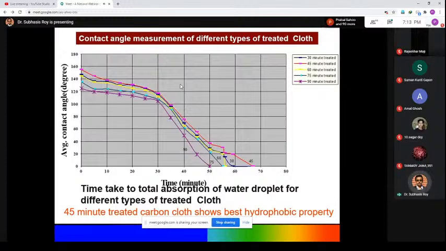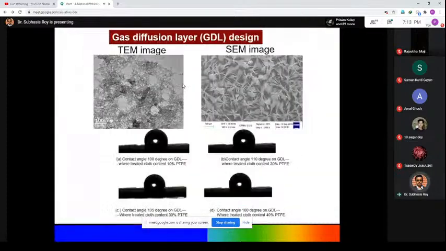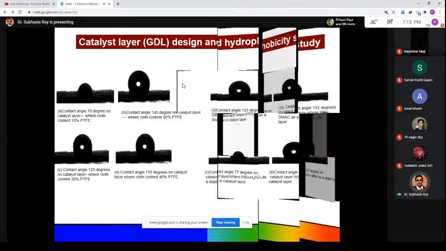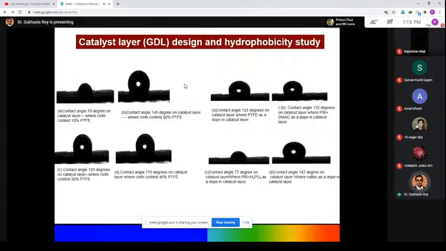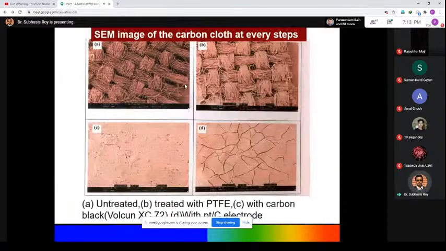And these are different contact angle measurements for the carbon cloth and PTFE content. If you change the PTFE content, the contact angle changes and the hydrophobic property also changes. This is the cloth structure. Nanomaterial is deposited on the cloth with the PTFE amount. Then finally we check the gas diffusion layer properties. Here, in the gas diffusion layer, we optimize the PTFE content and fix the contact angle at a certain degree. And finally, on the carbon cloths, we have done the PTFE carbon dust optimization.